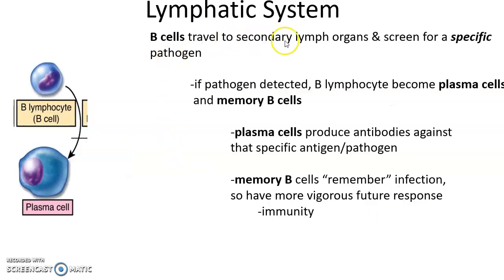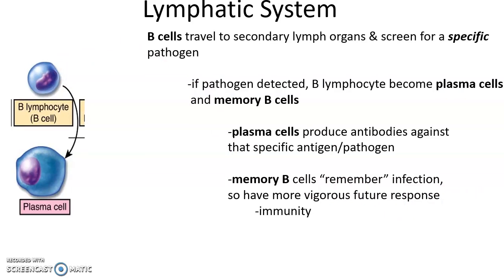B cells go to the secondary lymph organs, such as the lymph nodes, the spleen, and so on, and they screen for a specific pathogen. So each individual lymphocyte has its own pathogen that it is screening for, and that is the only thing it is looking for. If a B lymphocyte detects the presence of that pathogen, it will become activated and will change into the plasma cells and memory B cells.